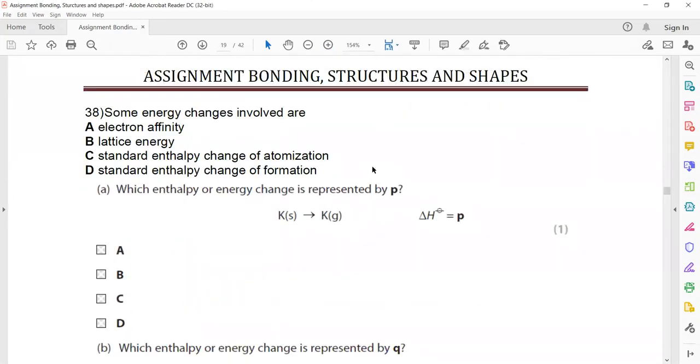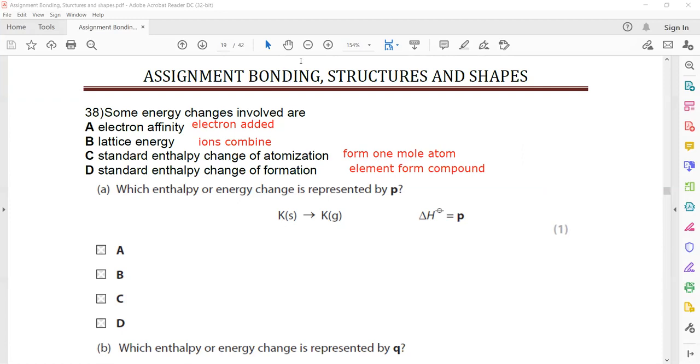Question 38. Some energy changes are involved. Electron affinity means when an electron is added to a neutral gaseous atom. Lattice energy means when ions in the gaseous state combine to form a compound. Standard atomization means when we produce 1 mole of atoms in a gaseous state. And formation means when elements form a compound. That's called formation.